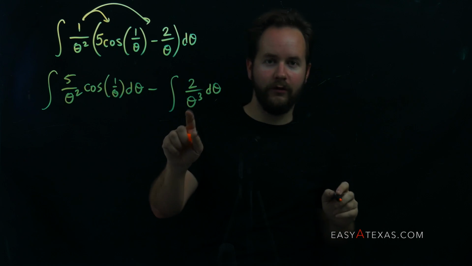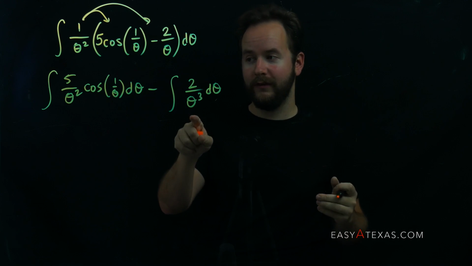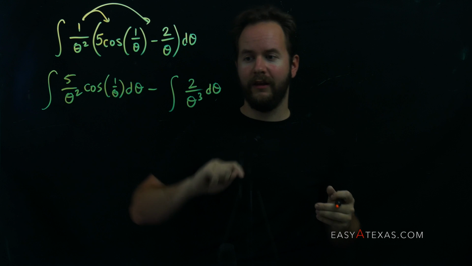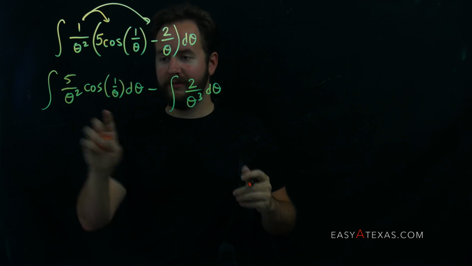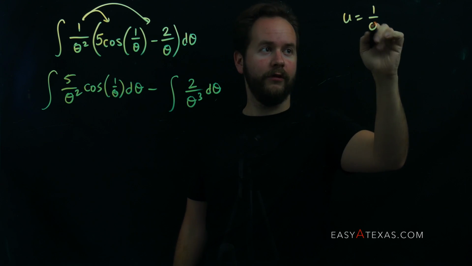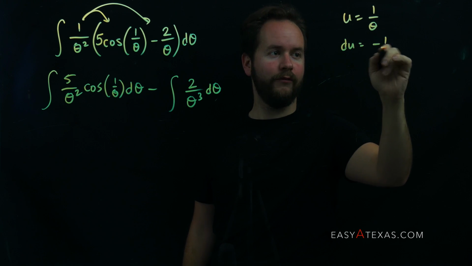I don't need to do a u sub for this integral because you and I both know how to integrate this guy, first after I rewrite that as 2 theta to the negative 3. But this does require a u sub, so let's go ahead and start with the u sub over here. I'm going to say u equals 1 over theta, du equals negative 1 over theta squared.